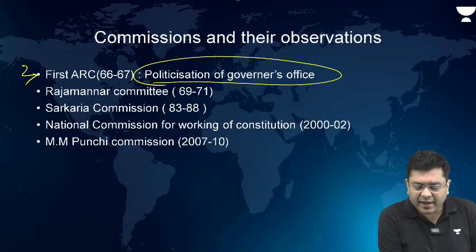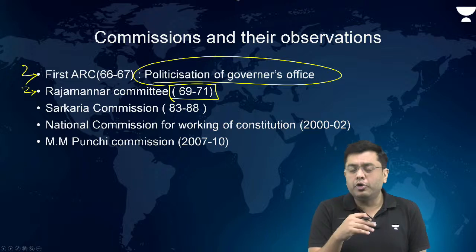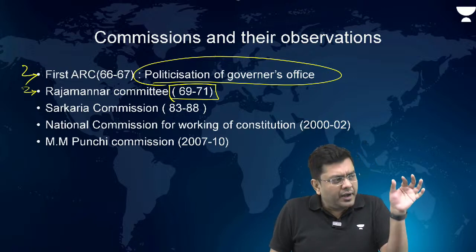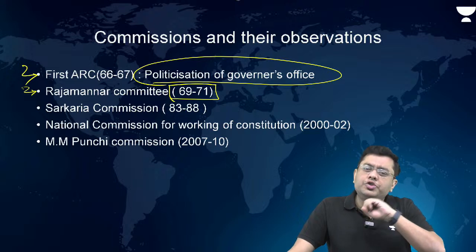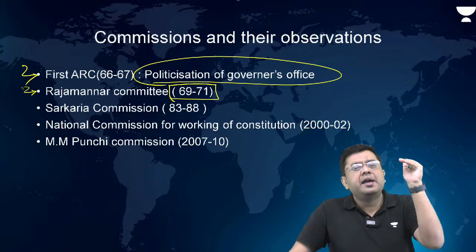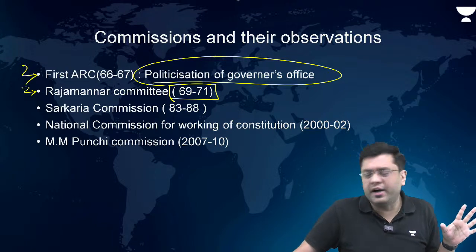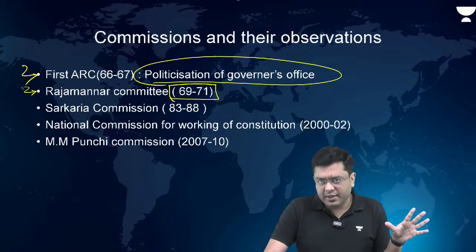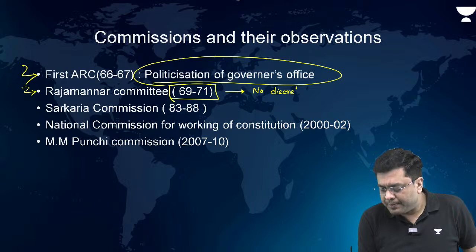Then you had the Rajamannar Committee of 69 to 71, which was set up in Tamil Nadu. That also talked about restricting the entire role of the governor as per Article 163(1), which meant that all the actions taken by the governor have to be limited only to the recommendation of the state government and the state ministers. There should not be any discretionary power of the governor.